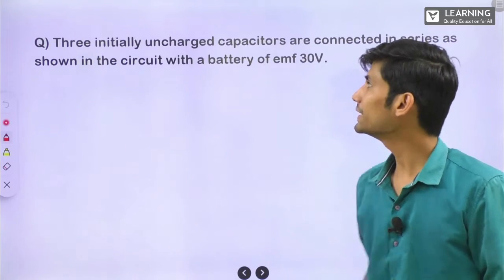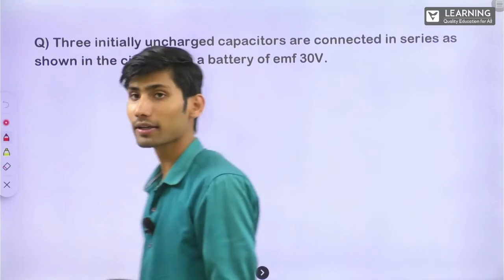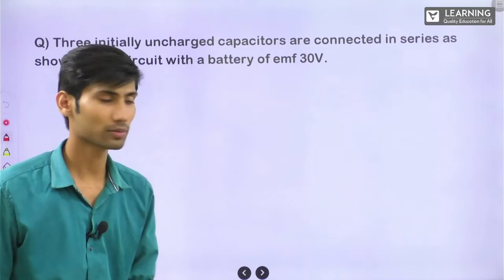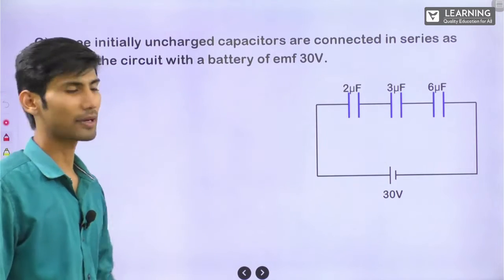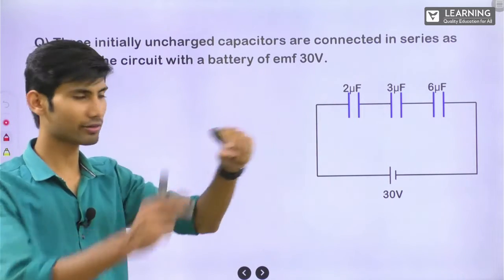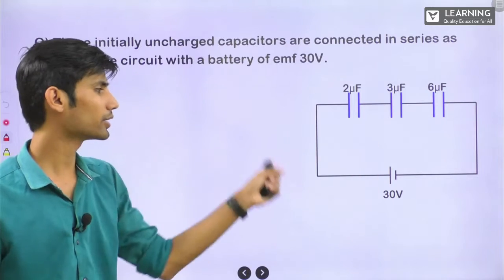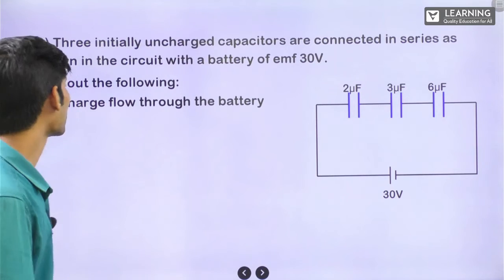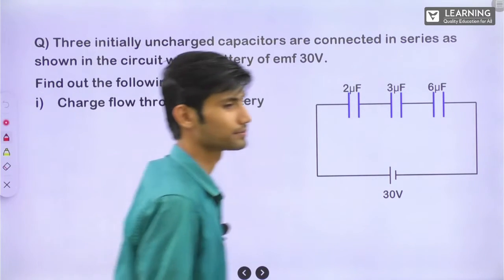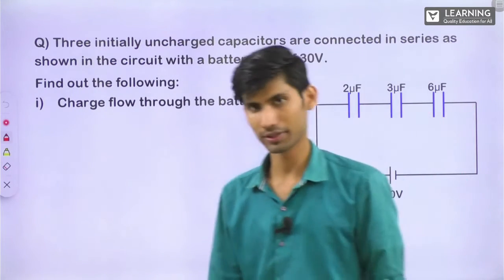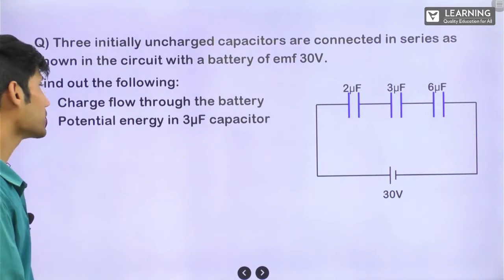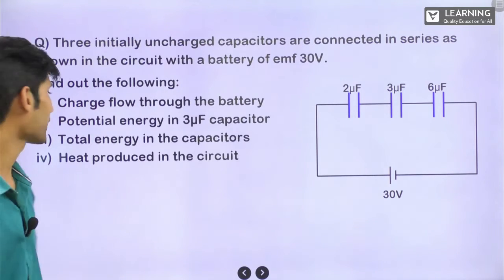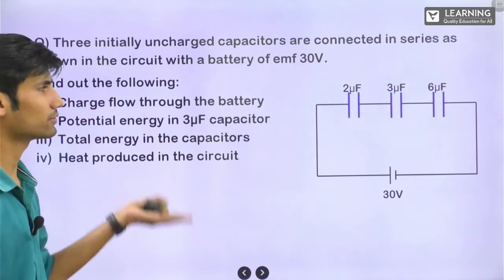Okay? 3 initially uncharged capacitors are connected in series as shown in the circuit with a battery of EMF 30 volt. So initially they were uncharged, they were connected in series like this, then they were connected to a battery of 30 volt. Now, find out the following. First, charge flow through the battery. Then, potential energy in 3 microfarad capacitor, total energy in the capacitors, and heat produced in the circuit. These things we have to find out.